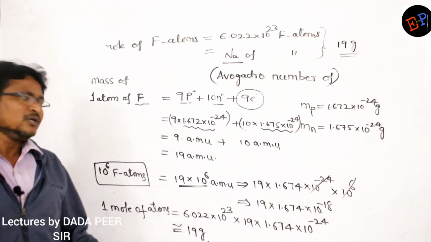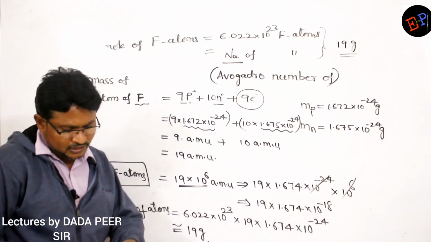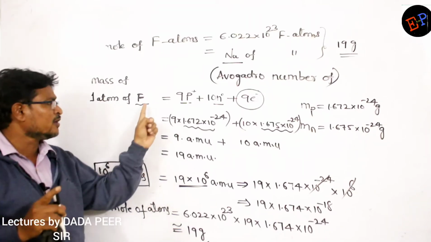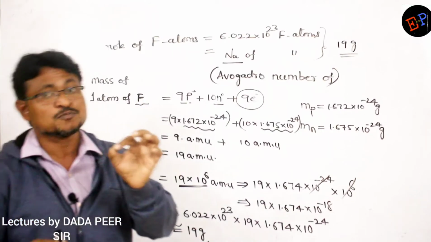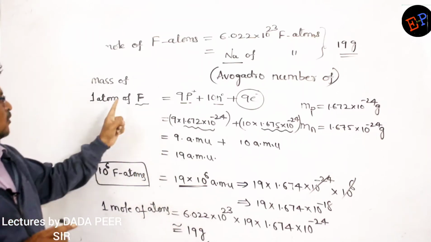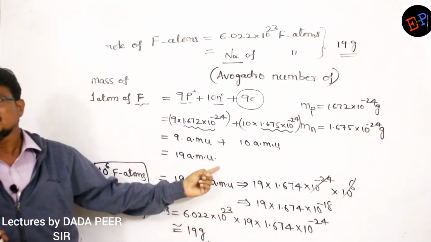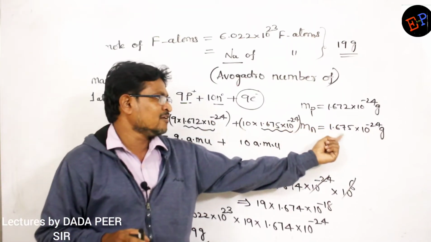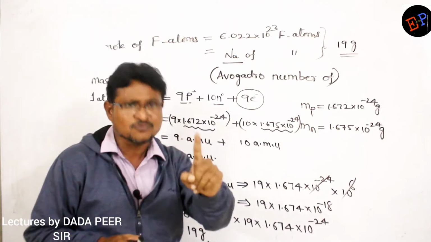Understand? So this is the mass number of fluorine. Now be attentive and listen carefully. You must respond to my questions. What is the mass of just one atom of fluorine? 19 AMU, or otherwise 19 into 1.674 into 10 to the power of minus 24 grams. That is the mass of one atom of fluorine.